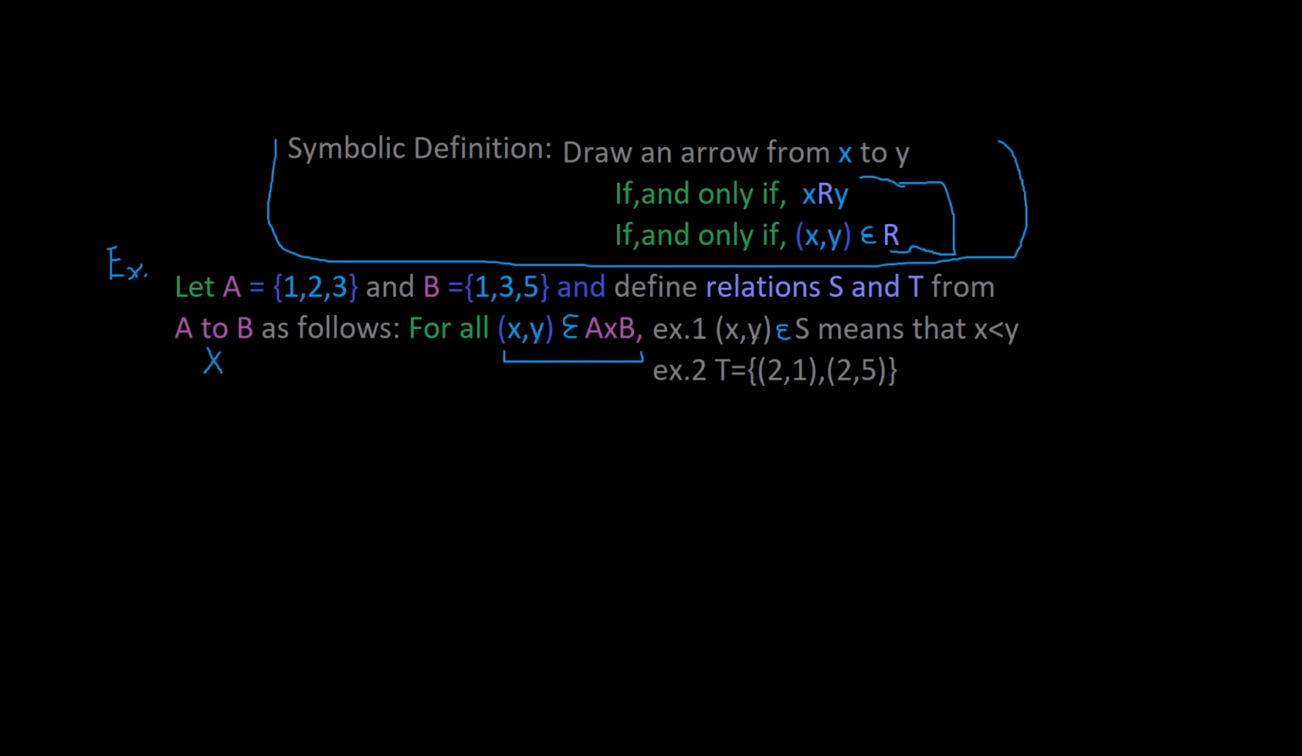Example 1 is: (x, y) is an element of S means that x is less than y. So it has to satisfy this part of our statement, or premise, and it's asking if the ordered pair is an element of S, which is our relation. This is how we solve these kinds of problems. That's why we just learned the symbolic definition right here, though this definition is not as important as the other definitions I was talking about earlier.